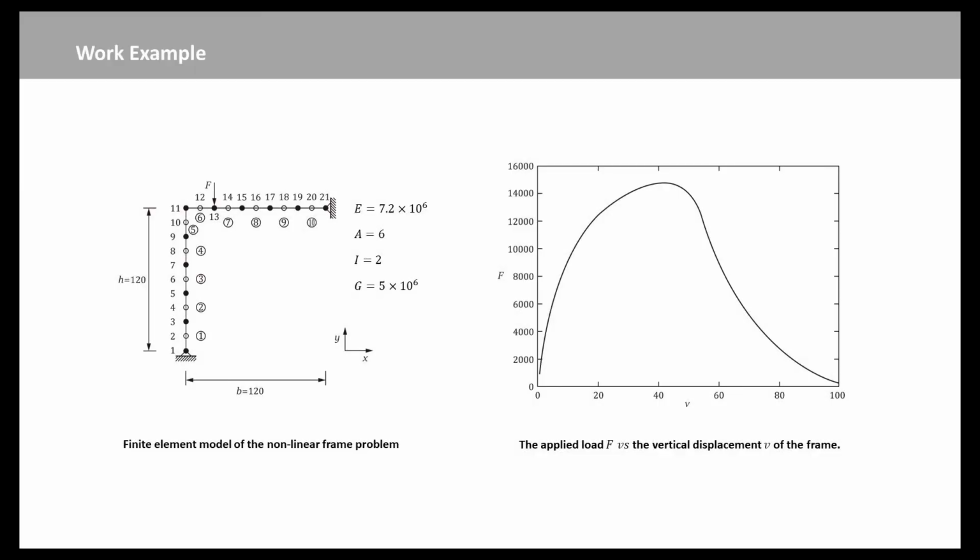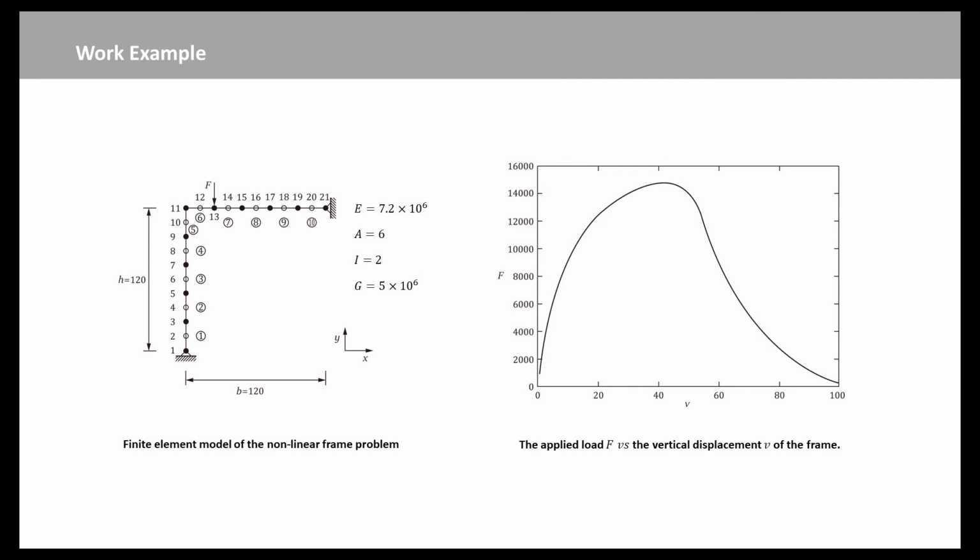The performance of the Timoshenko beam element is now demonstrated through the simulation of the simply supported frame shown in this slide. The frame has height h equal to 120, and the length b equal to 120. All elements assume uniform cross-section with an area A equal to 6, and a moment of inertia I equal to 2. The Young's modulus is E equal to 7.2 times 10 to the 6th power, and the shear modulus G equal to 5 times 10 to the 6th power.